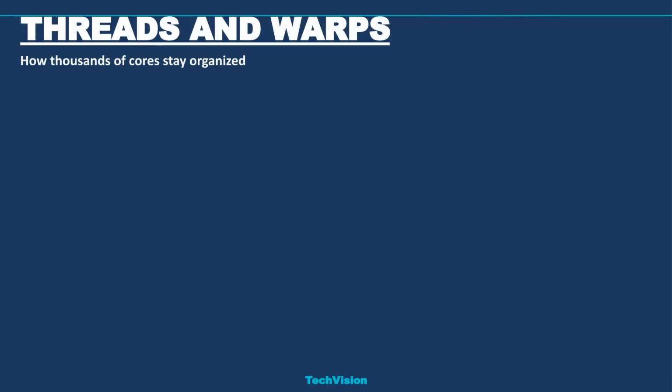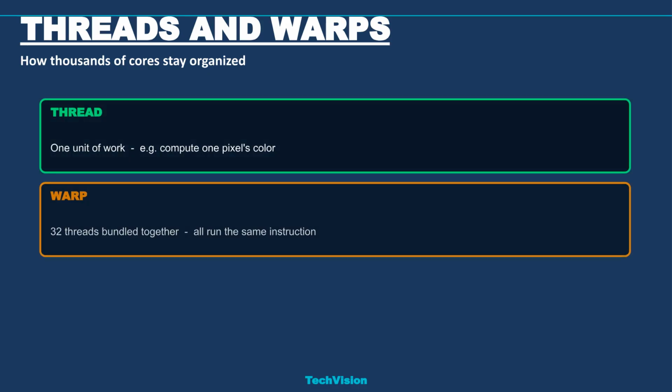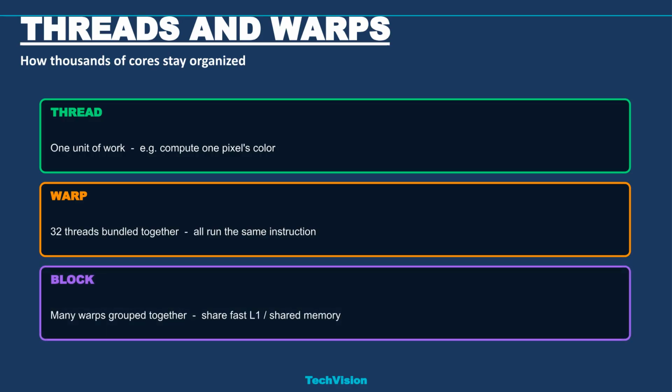Threads, warps, and blocks organize the thousands of cores. A thread is one unit of work, like computing one pixel's color. A warp bundles 32 threads running the same instruction. A block is a group of warps sharing fast L1 or shared memory.